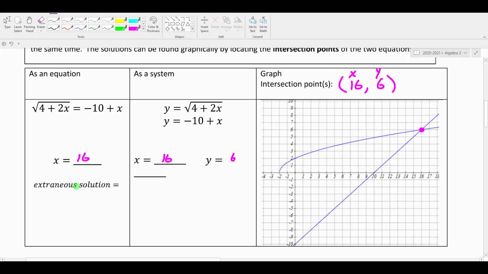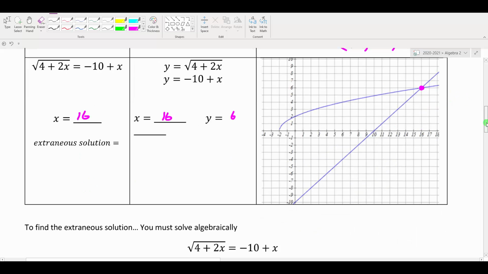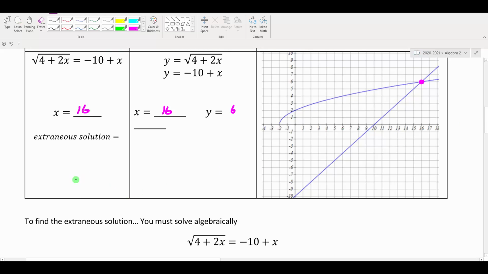All right, now you're going to notice this thing here. It says extraneous solution. We talked about this in a previous lesson, where sometimes when we solve something algebraically, we get more than one solution from the algebraic technique, but when we look at the graph, we only see one intersection point. That means one of your algebraic solutions is what we call extraneous. In other words, it's a false solution.